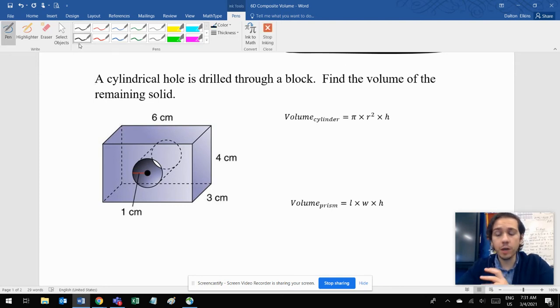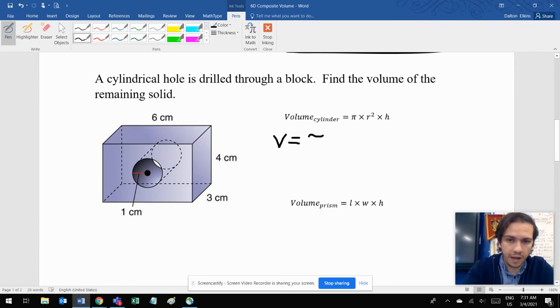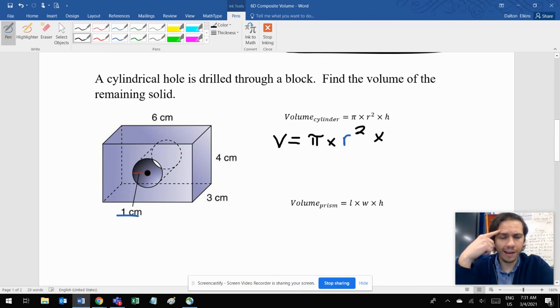Let's first find the volume of each piece. We have a prism, and then we have a cylinder that's being drilled through it. So let's find the volume of this cylinder. The volume of the cylinder is pi times the radius squared times the height. In this example, it tells us that the radius is 1. So pi times 1 squared times, now wait, I don't quite see the height.